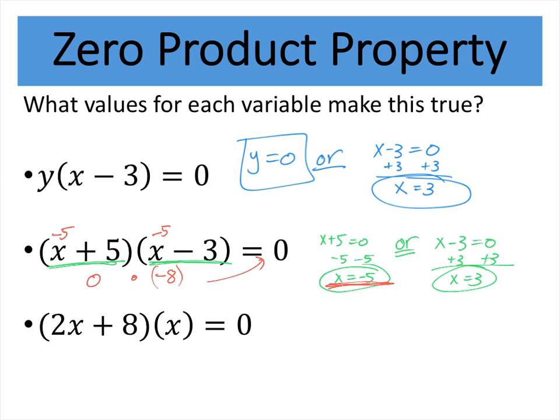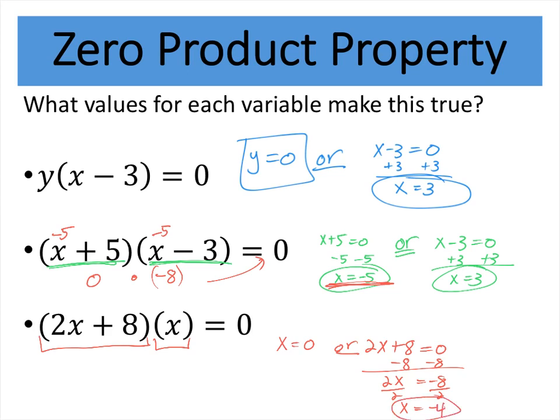The last one is a little bit tricky because it requires a little bit more work on your behalf. So if this is true, either 2x plus 8 is 0 or x is 0. Oh, that's easy. Either x is 0 or 2x plus 8 equals 0. Well, to solve that, subtract 8 from both sides, so 2x equals negative 8, divide by 2, so x equals negative 4. So either x is negative 4 or x is 0.